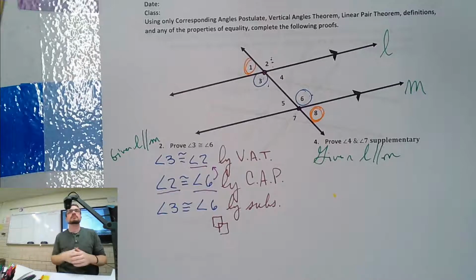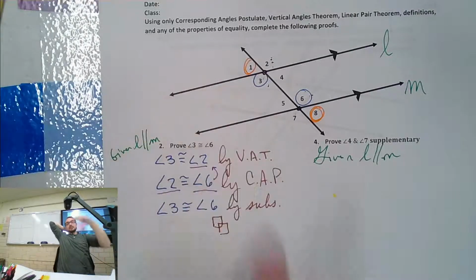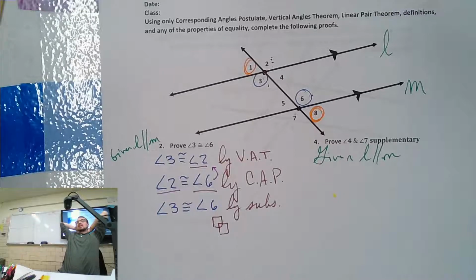Alternate exterior. Can't do that. We're not allowed to use those. We're allowed to use CAP, vertical angles, or linear pair. Next week we'll be able to use alternate exterior. They are alternate exterior, right? But right now we're proving that alternate exterior angles are always congruent. We can't just say, hey, they're alternate exterior, therefore they're congruent.